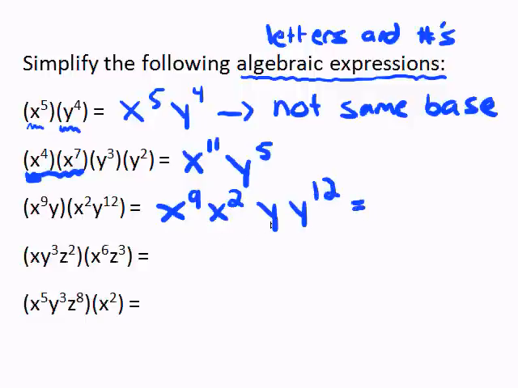You might notice there's an exponent missing. Remember, y is the same thing as y to the first. So this gives us x to the 9 plus 2, or x to the 11, y to the 1 plus 12, or y to the 13. You try the next two on your own. Go ahead and pause the video. When you're ready to see the answer, press play.